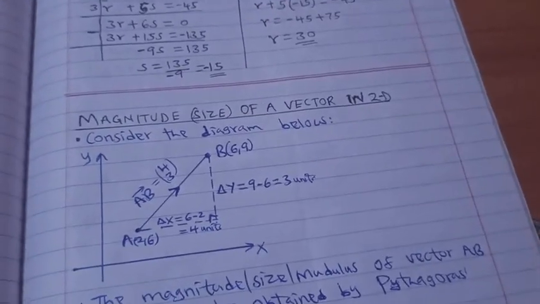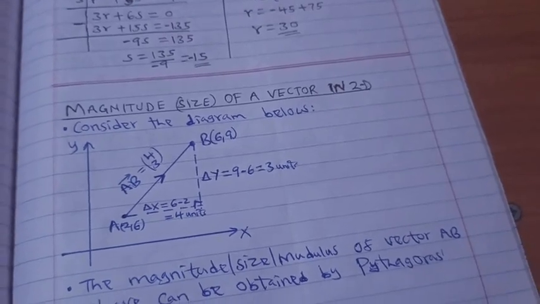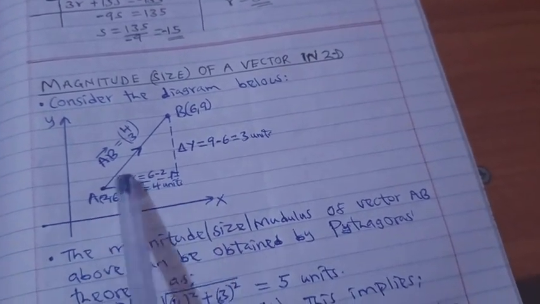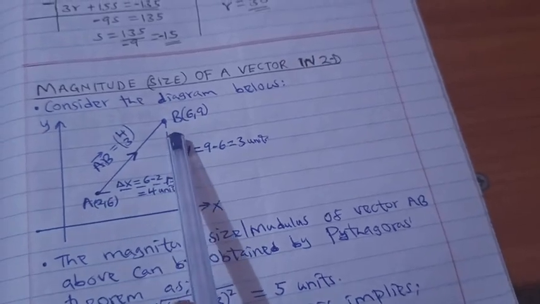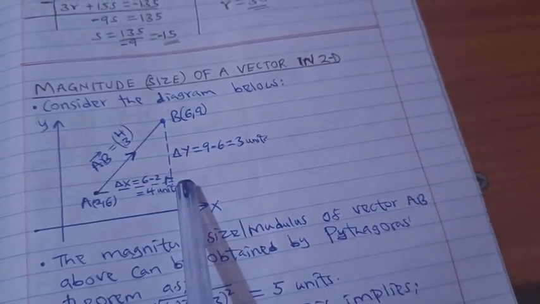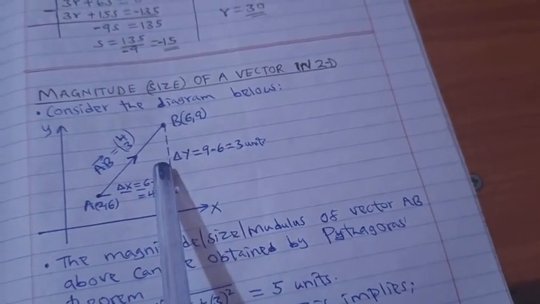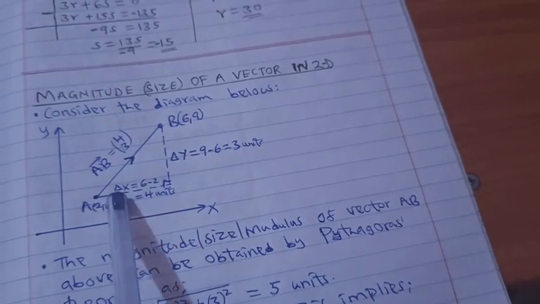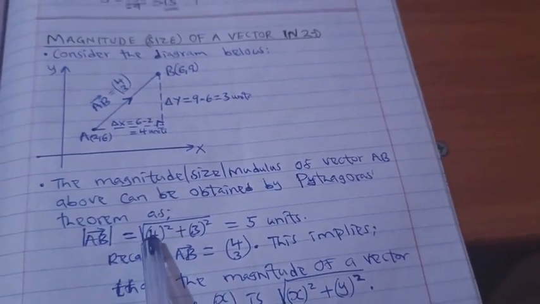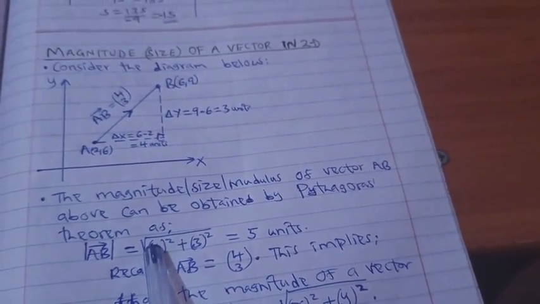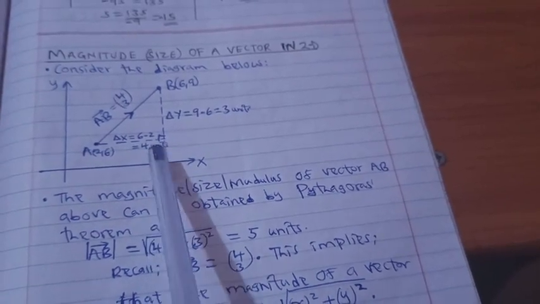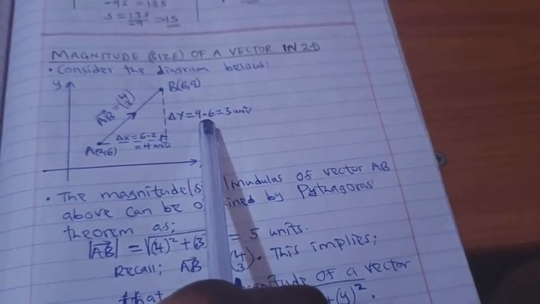Welcome to magnitude and all sides of a vector in two dimensions. Consider the diagram below. Here is a line segment AB with A at (2, 6) and B at (6, 9). Vector AB is given by 4 units along x followed by 3 units along y. Now, to get the length of this line AB, applying Pythagoras' theorem, it is the change in x squared plus change in y squared, under the square root, which gives us 5 units.